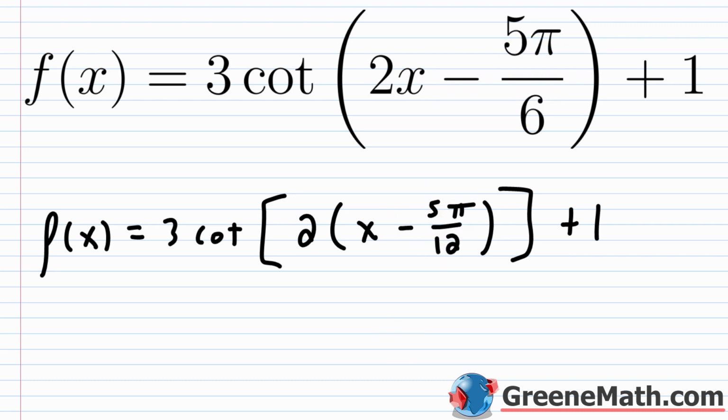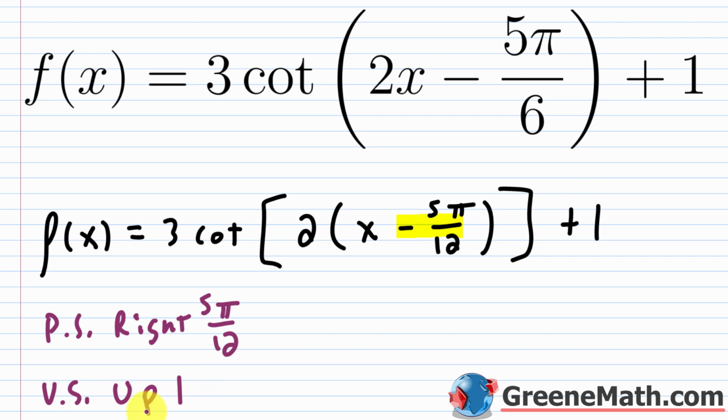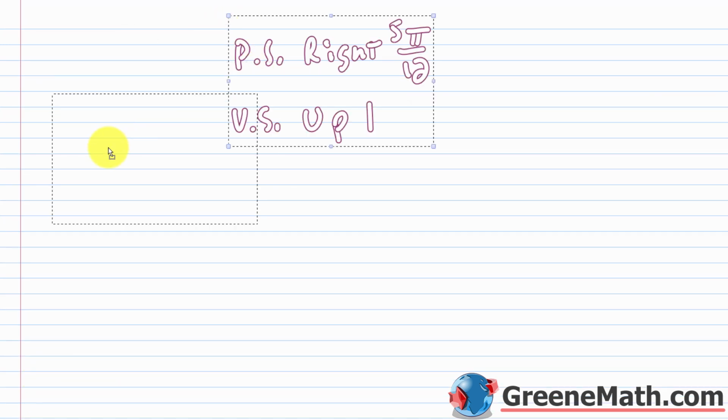So when you think about the phase shift, again, you have this minus 5 pi over 12. So I want to undo that. So I want to add 5 pi over 12. So for the phase shift, I want to go to the right 5 pi over 12. Now, in terms of the vertical shift, again, it's just this plus 1 over here. So for the vertical shift, we're just going up 1. So very, very easy. Let me just paste this in right there.